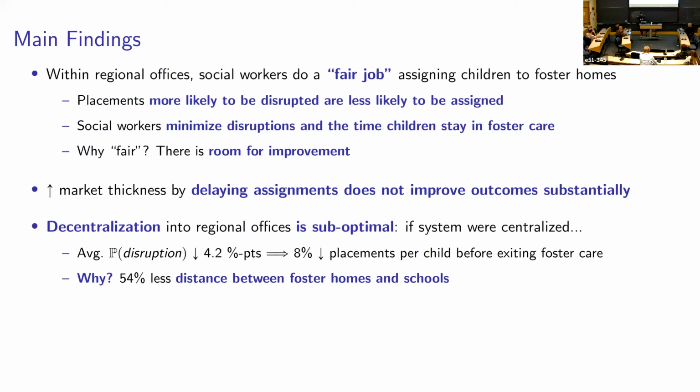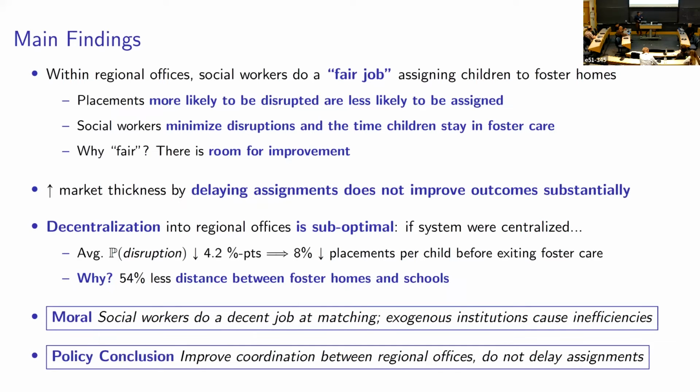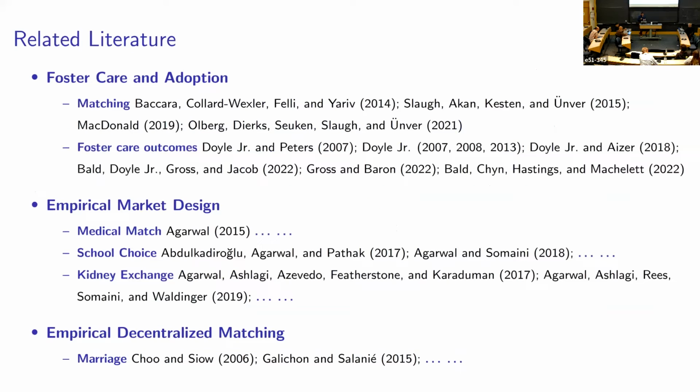What this is showing is that it's very common for social workers to go outside the regions and match kids with foster homes outside the regions. So basically, this shows miscoordination of assignments of kids on the same day in different regional offices. And this is going to be the main policy implication of the paper. Okay, so the takeaway is that social workers, roughly speaking, do a decent job at matching, and that the exogenous institutional design in LA County is causing inefficiencies. Okay? And in terms of improving matching, we should think about ways of improving the coordination between regions rather than the data science. Okay? And for the sake of time, I'm going to skip the related literature.